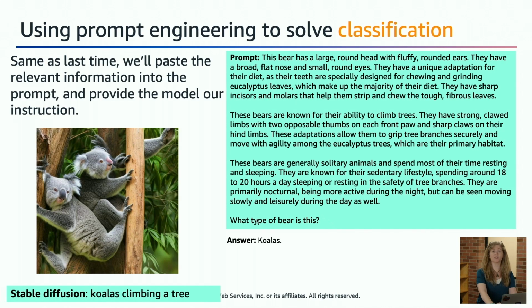So here we're asking, what type of bear is this? And the prompt is long and detailed, right? This bear has a large round head with fluffy rounded ears, broad flat nose, small round eyes. Bears are known for their ability to climb trees, opposable thumbs, generally solitary. And then this is the obvious one: sedentary lifestyle, spending around 18 to 20 hours a day sleeping or resting in the safety of tree branches, primarily nocturnal. We're describing this bear, this character, and then we ask the model, what type of bear is this? And the model should say, oh, it's a koala bear, or koalas.